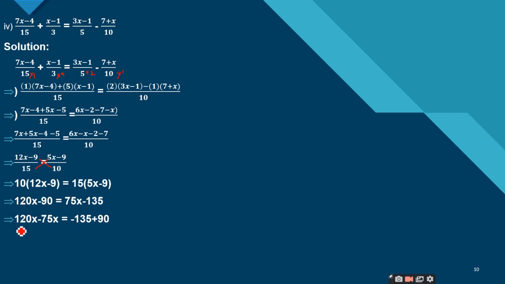Let's write the like terms together. Here we have 120x, and here positive 75x, which after transposing will become minus 75x, is equal to minus 135, and minus 90 will become plus 90. So 45x is equal to minus 45, and x is equal to minus 45 upon 45, and 45 ones are 45, so we got the answer minus 1.